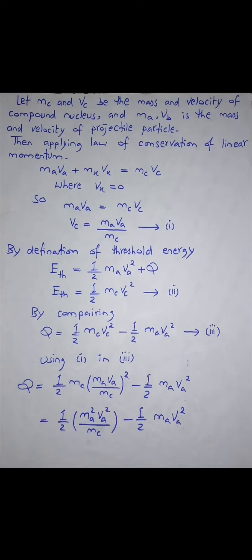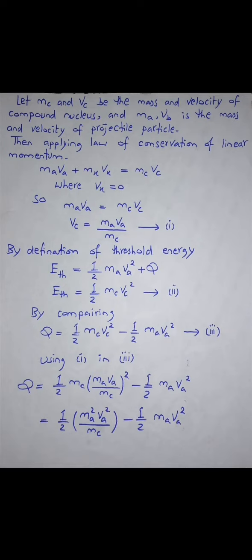By the definition of threshold energy, we know that we have to apply some amount of energy, which is the Q value, to perform a reaction. So the threshold energy, which is the kinetic energy of the projectile particle plus Q, the amount of energy which we have to apply, is equal to the kinetic energy of the compound nucleus, and we name this equation 2. By comparing, we get the value of Q, which is equal to the kinetic energy of the compound nucleus minus the kinetic energy of the projectile particle, and we name this equation 3.